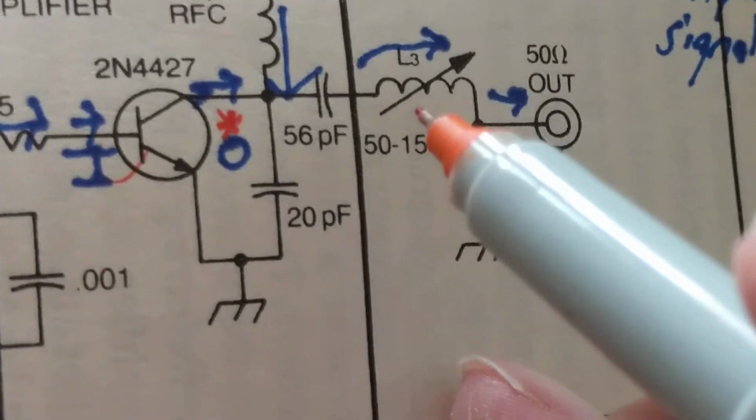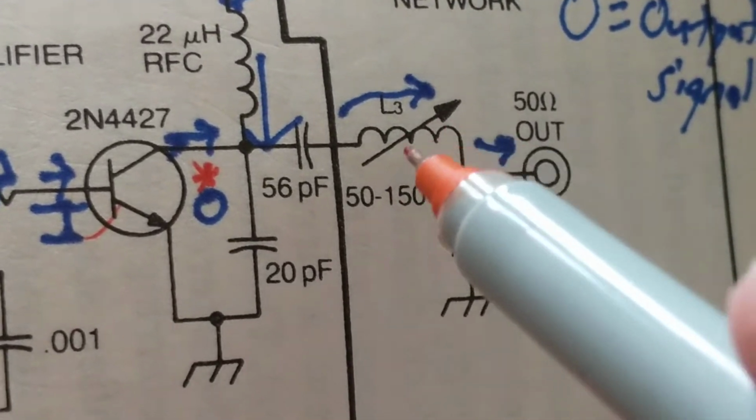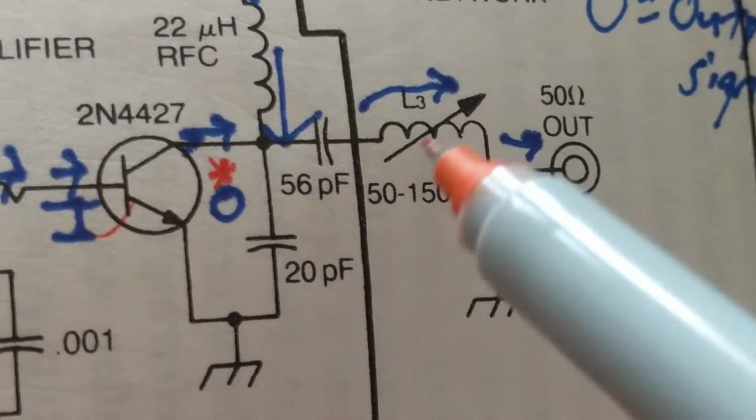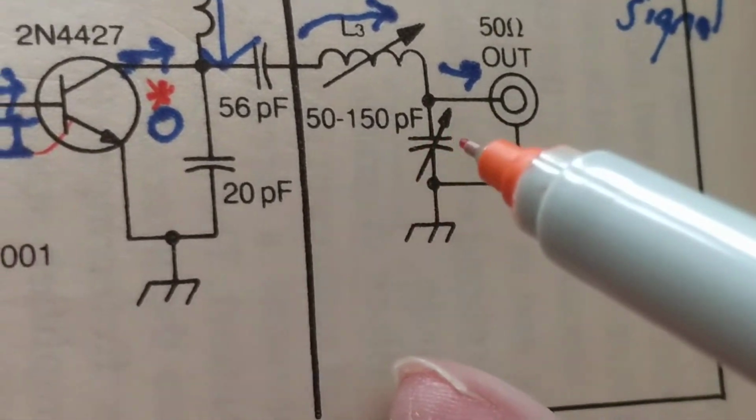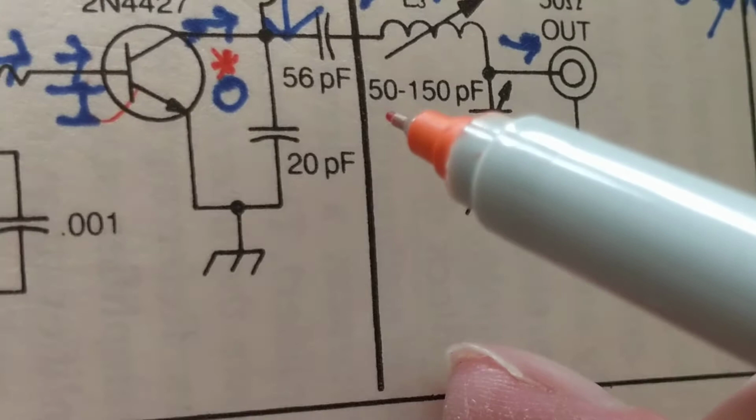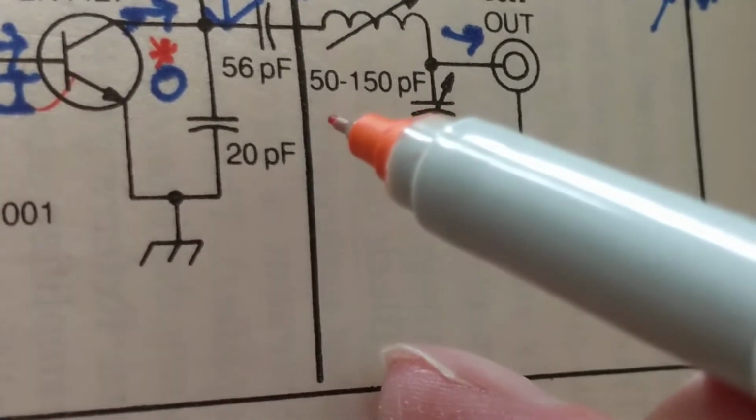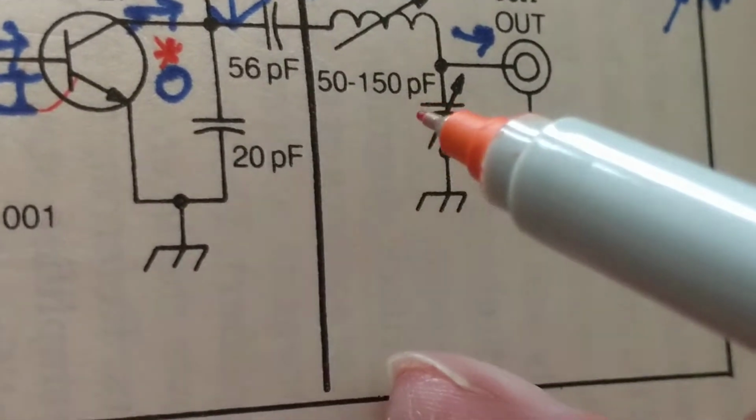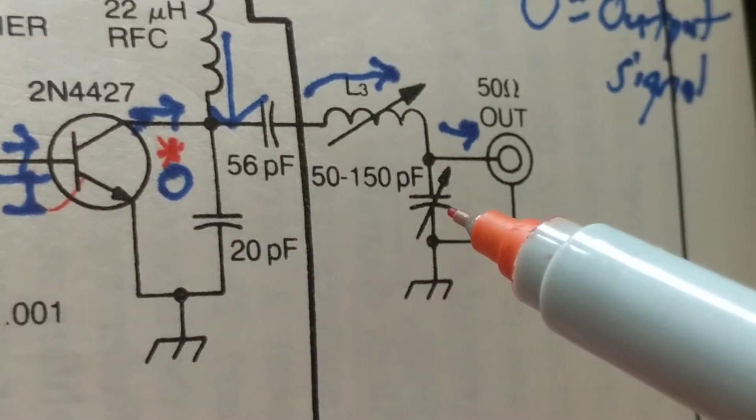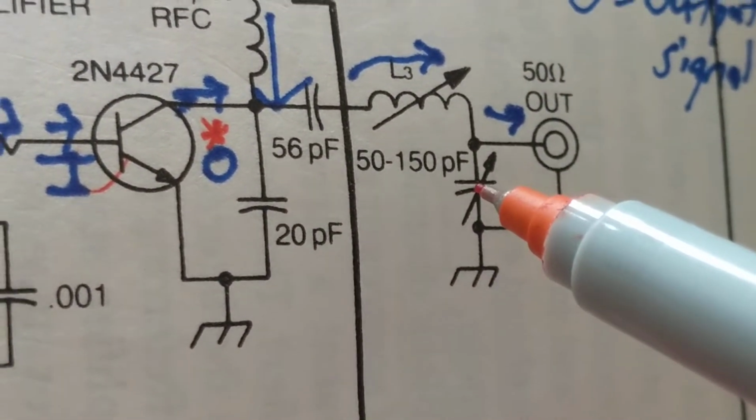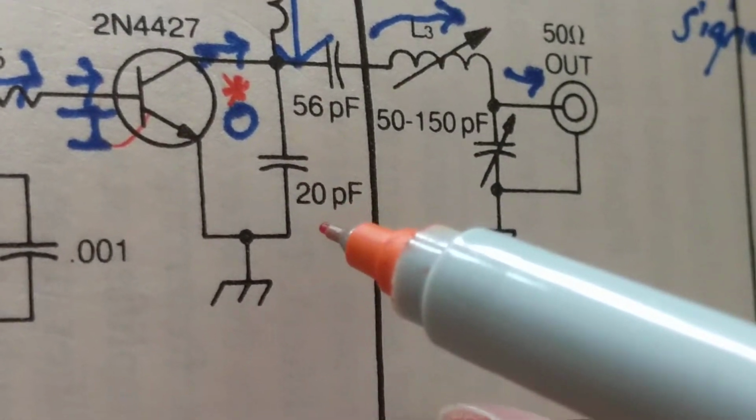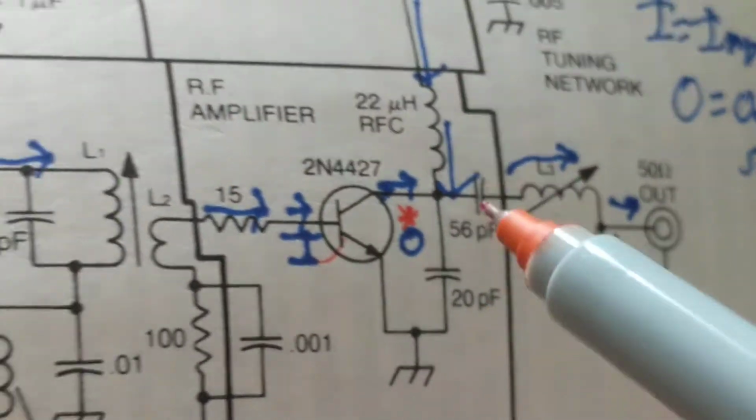If you remember, if we said before, when you see an arrow in a symbol, it means you can change that value. So you can peak this. This one also. When you see this arrow, that means you can change the value. You see from 50 to 150, that's where you can adjust it to. From 50 picofarads to 150 picofarads. Because you can change the value. It's not a set value. This is a set value. This is 20 picofarads. You cannot adjust it.